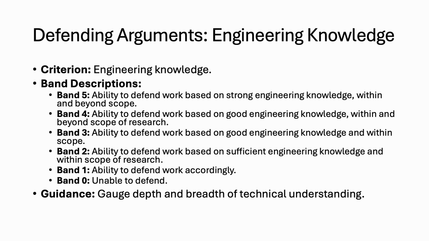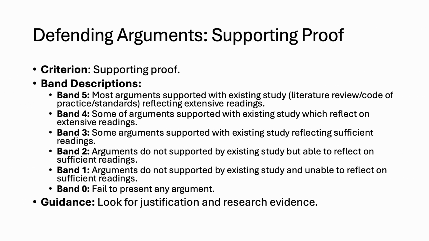Band 2. Ability to defend his work based on sufficient engineering knowledge and within his scope of research. Band 1. Ability to defend his work accordingly. Band 0. Unable to defend. This is where you'll gauge the depth and breadth of their technical understanding related to their project. Next, we assess supporting proof for their arguments.